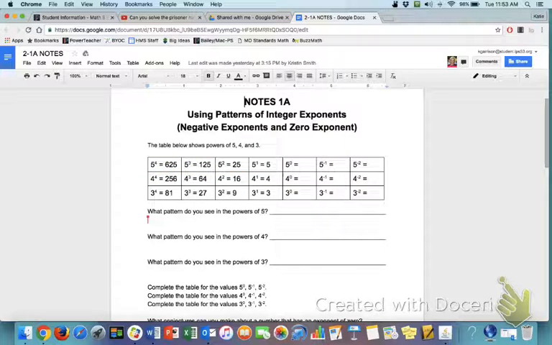Now I want you to think about what would be 5 to the 0. If each one of these is divided by 5, what would be 5 divided by 5? I hope you're thinking 1, because that's correct. If we now took 1 and divided it by 5, it would look like this. That's supposed to be a 5.